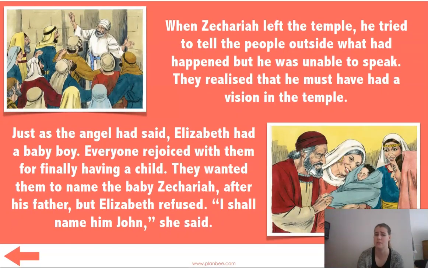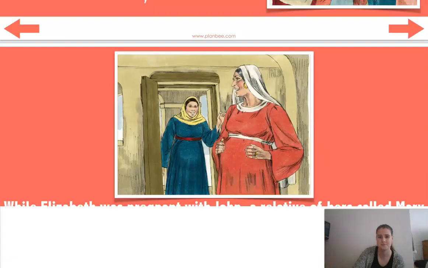So when Zechariah left the temple, he actually tried to tell people outside what had happened, but like it had been predicted, he couldn't speak. And that's when people realised, well, he must have seen a vision from the temple. And just like the angel said, Elizabeth had a baby boy. And everyone rejoiced and celebrated that they'd finally had a child, and they wanted them to name the baby Zechariah after their father. But Elizabeth refused. And of course, named her son John.